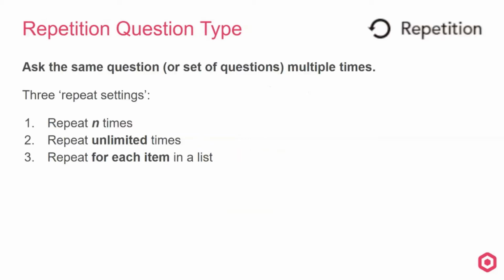Starting with the repetition question type, this is really useful when you want to ask the same question or the same set of questions multiple times within one checklist, within one op. There are three different repeat settings, and we're going to go into these in detail in just one moment. Those three settings are repeat a set number of times, repeat the questions an unlimited number of times, or repeat the questions for every item in a list that you specify.